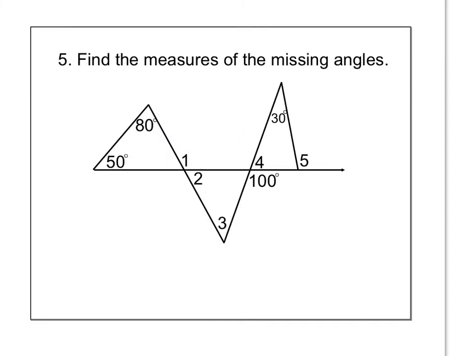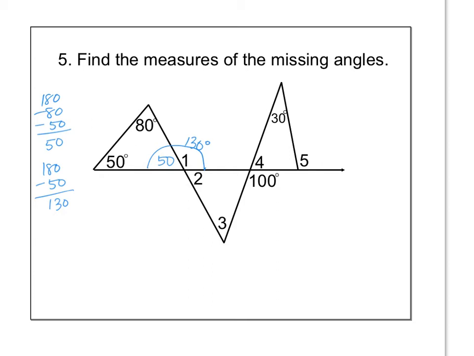Please pause the video, try number 5. When you're done, unpause the video. So the shortcut to find the measure of angle 1 is you would add 50 plus 80 and you'd get 130. But if you forgot that shortcut, remember one thing you can do is you can do 180 minus 80 minus 50, and you have 50 left, and that would be this corner because the triangle has to add up to 180. Then these two together add up to 180, so 180 minus 50 is 130. So angle 1 is 130 degrees.